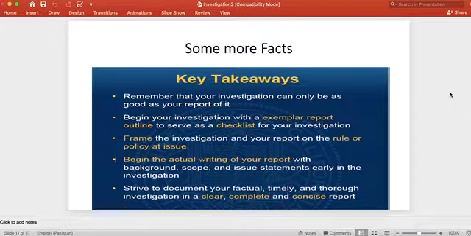Then we should mention the policy. Begin the actual writing of your report with background and scope. These things should be mentioned before we continue with the report. Strive to document your factual, timely, and thorough investigation in a clear, complete, and concise report. These three C's should be observed before completion of the report.